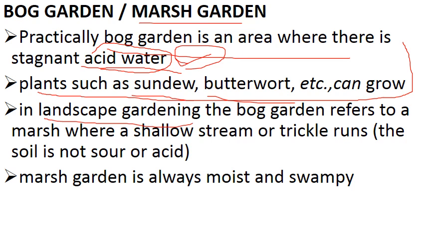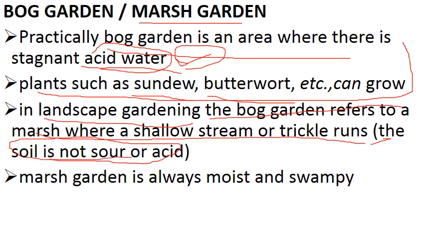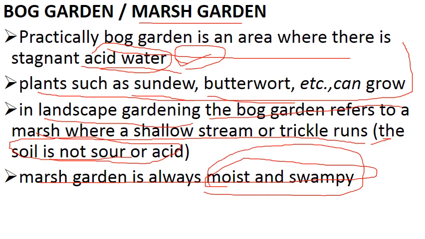So in landscape gardening the bog garden refers to a marsh where a shallow stream or trickles run. Means when there is a shallow stream or marshy area, then we call it a bog garden. We can make a bog garden easily. The soil is not sour or acid in that marshy area. So marsh garden is always moist and swampy. I already told you marsh garden is otherwise called bog garden. It is always moist and swampy as there is a shallow stream, there are trickles and other things.